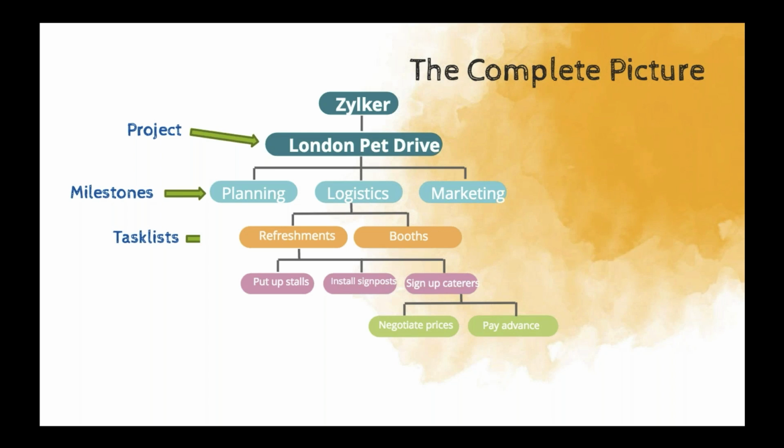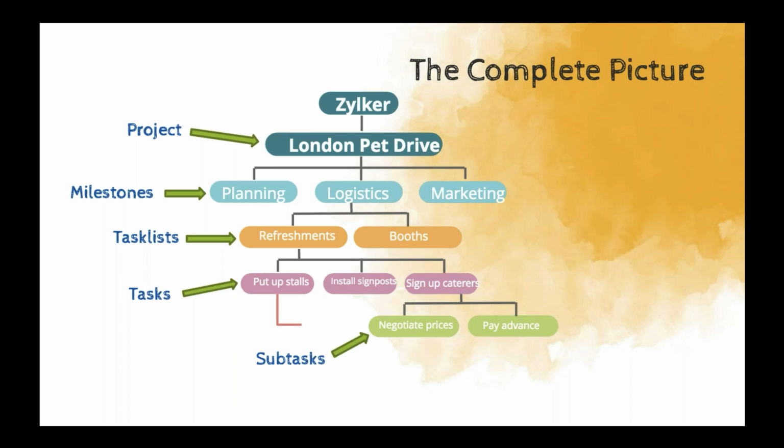And under each of the task lists, you have a set of tasks. So here, as you can see, these three are the related tasks that come under the refreshments task list. And finally, if you feel that any of the tasks can be further broken down, you can do that by adding subtasks. So this is the entire hierarchy.